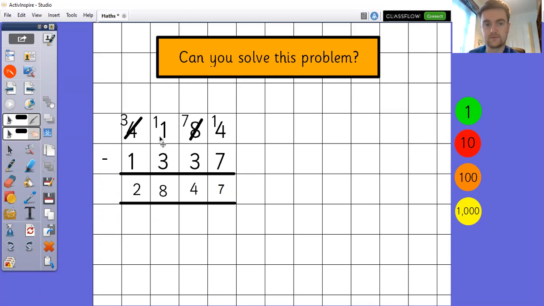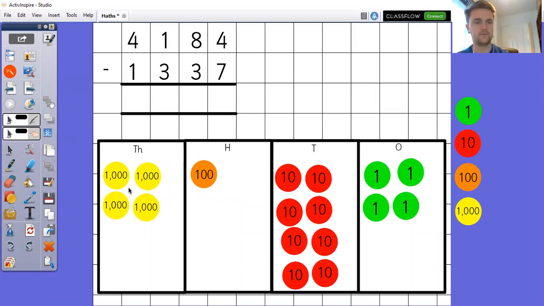Can't do 1 take away 3, so I have to exchange one of the thousands for 10 hundreds to make it 11 hundreds. 11 take away 3 is 8, which leaves us with 3 take away 1, which is 2. Now again, if I have a look over here, I've got 4,184.